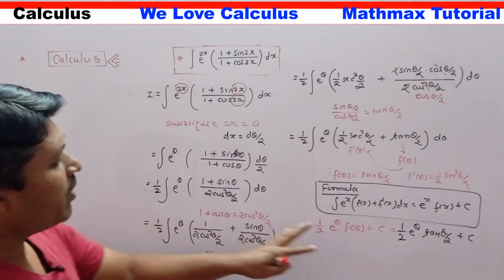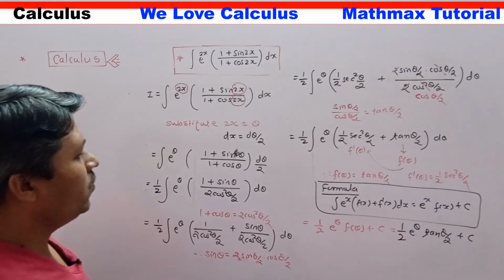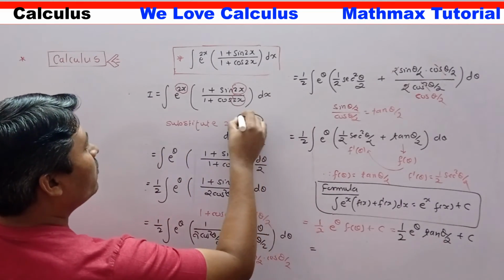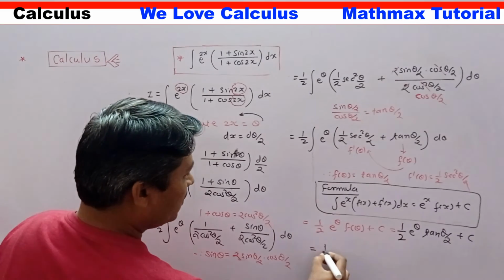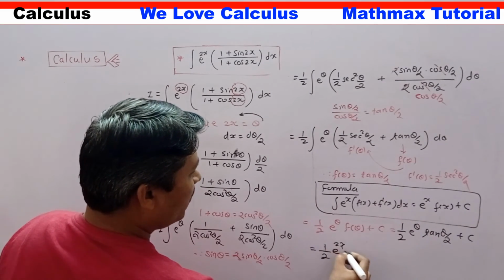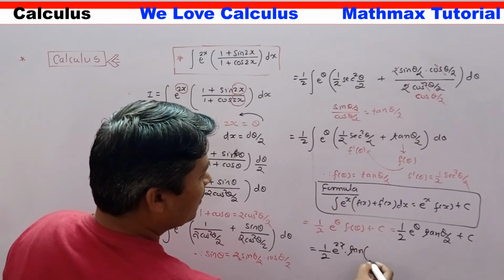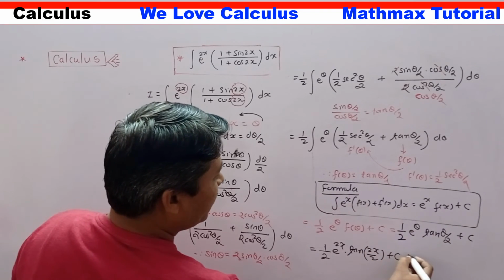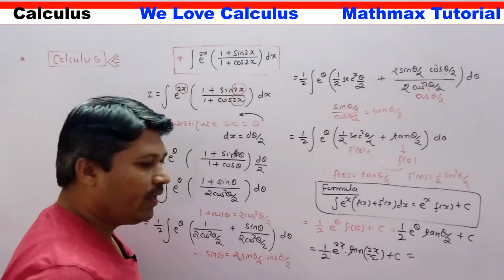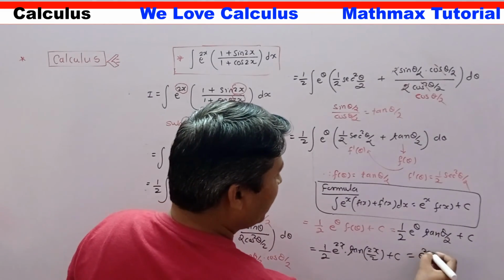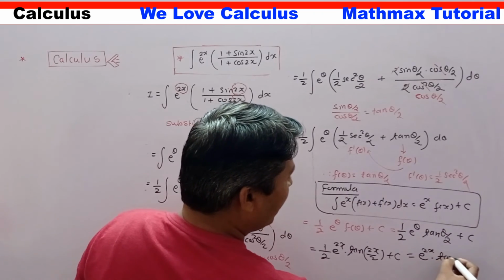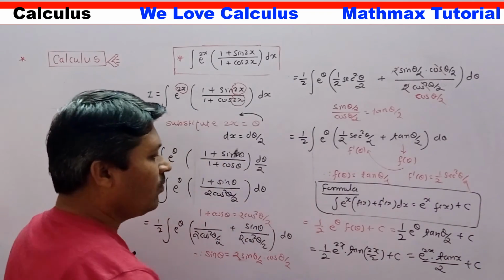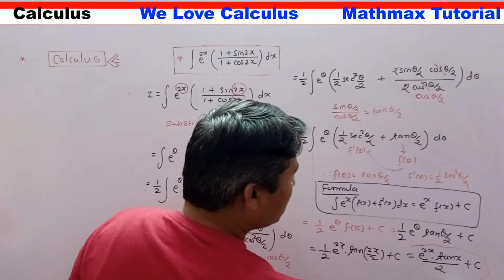Now back-substituting theta equals 2x, this becomes 1 by 2 e raised to 2x times tan of 2x divided by 2, plus c. The 2s cancel, and the final solution is e raised to 2x times tan x divided by 2, plus the constant of integration. This is my final solution.